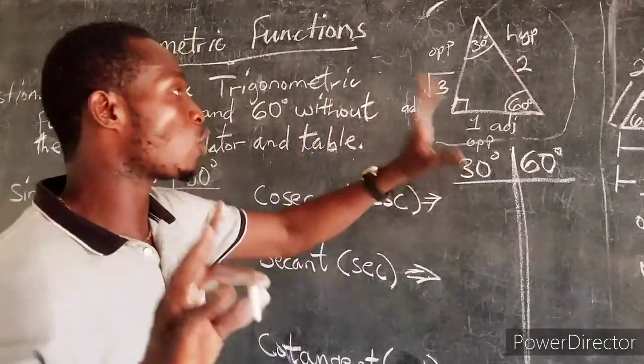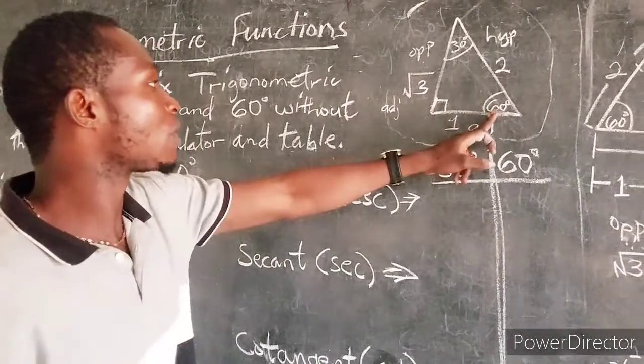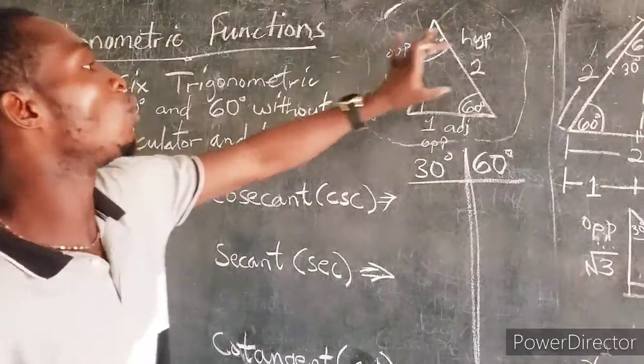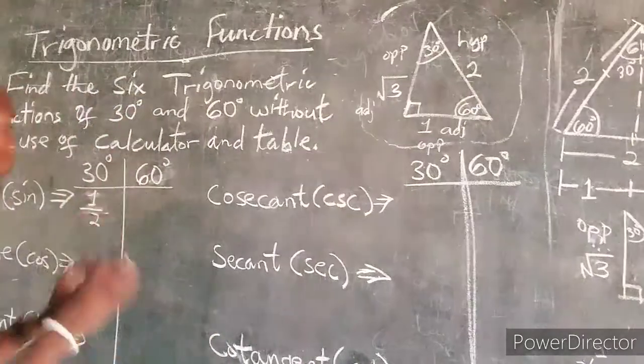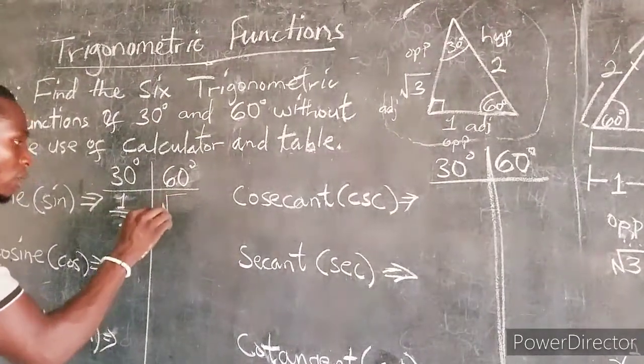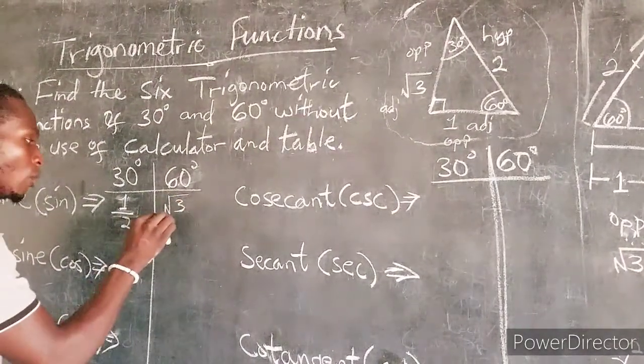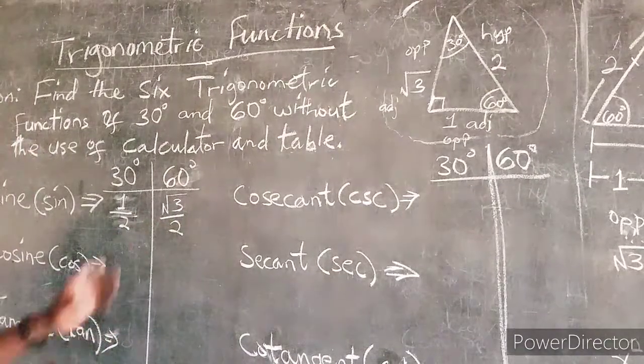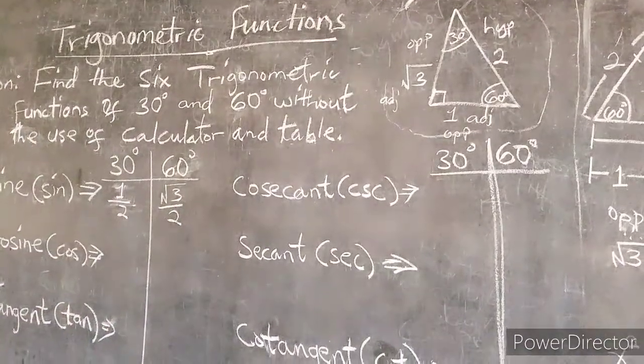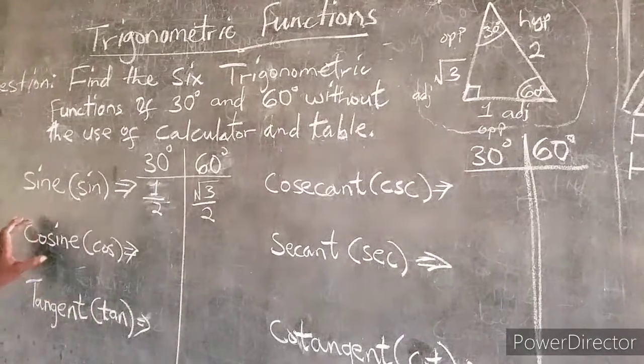We are not looking at that because it's opposite or hypotenuse. So for 60 degree, we got the square root of 3 over 2. So we are done with sine of 60 degree, and we come to cosine.